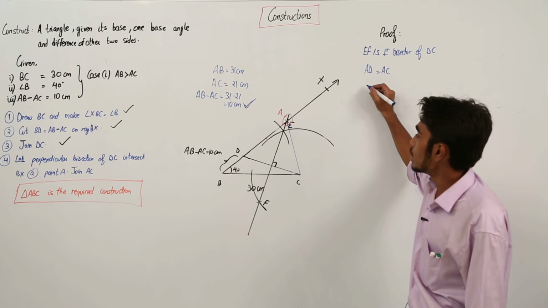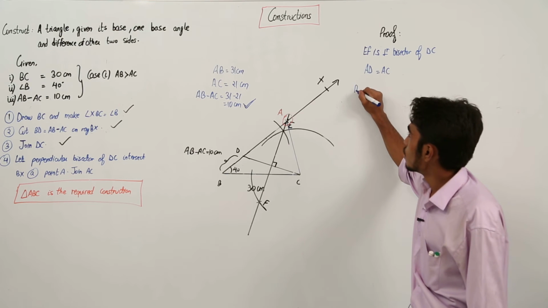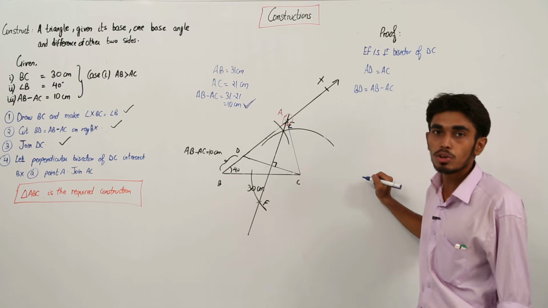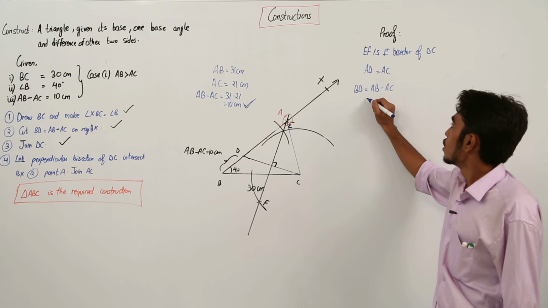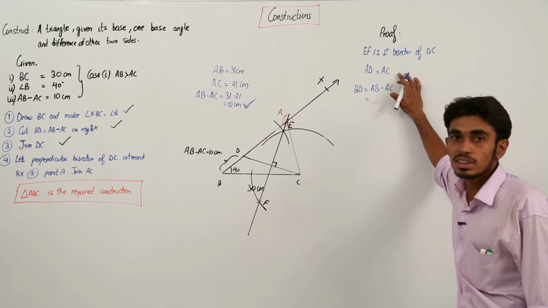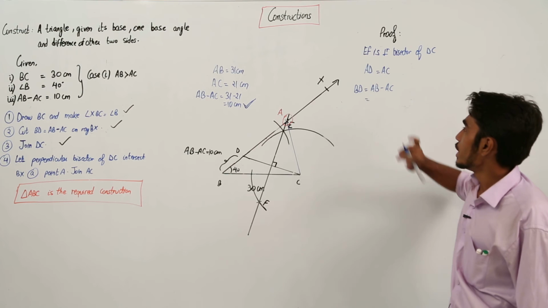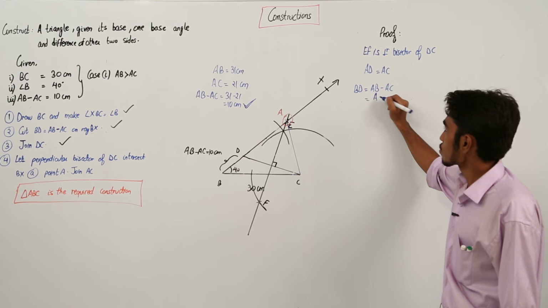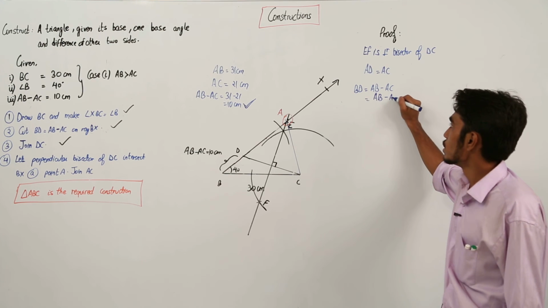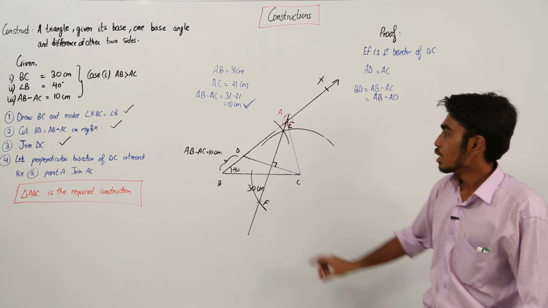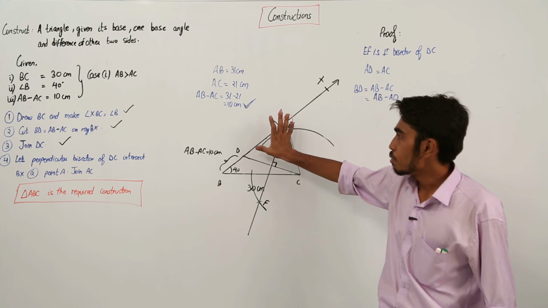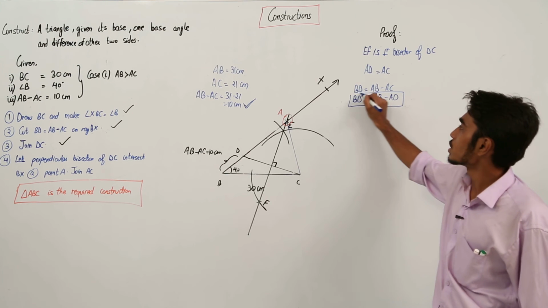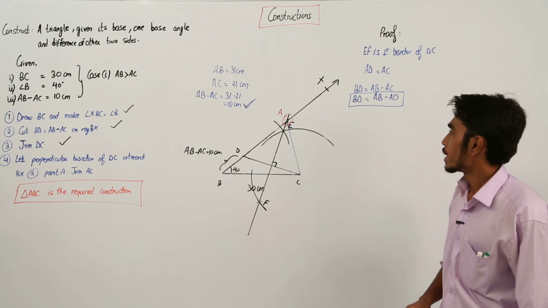And we can see that by construction, BD was equal to AB minus AC. Now I know that instead of AC, I can substitute AD. So this will become BD is equal to AB minus AD. And as you can see, BD is nothing but equal to AB minus AD. So LHS is equal to RHS. So we can see that the construction that we have done is absolutely correct.